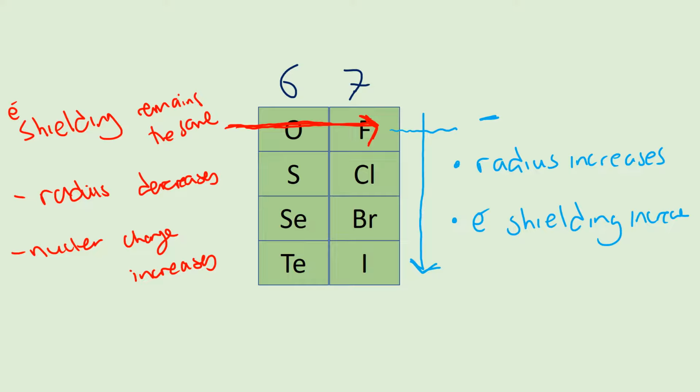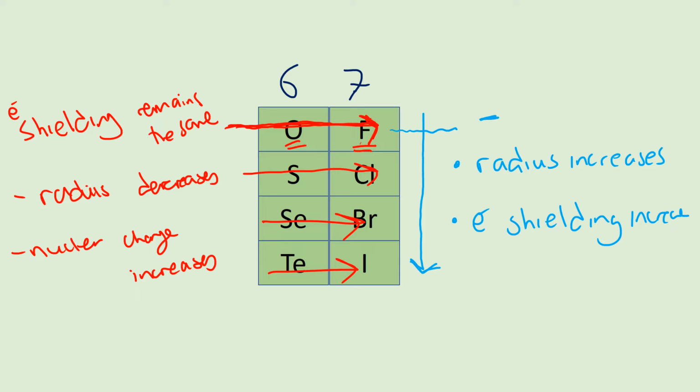So the first electron affinity for fluorine is more exothermic than the first electron affinity of oxygen because it has a smaller radius with a bigger nuclear charge, and the shielding remains the same. That trend is true across all of those four periods.